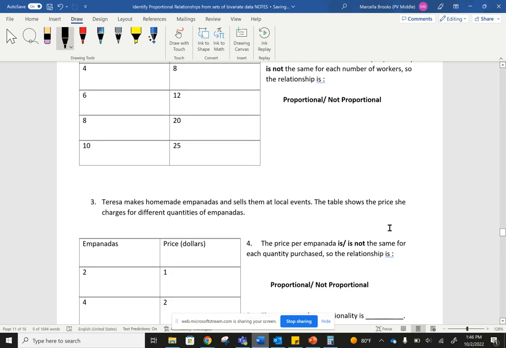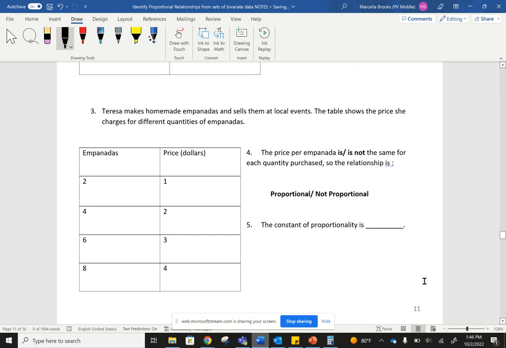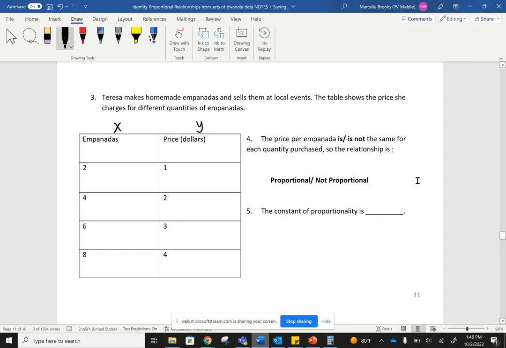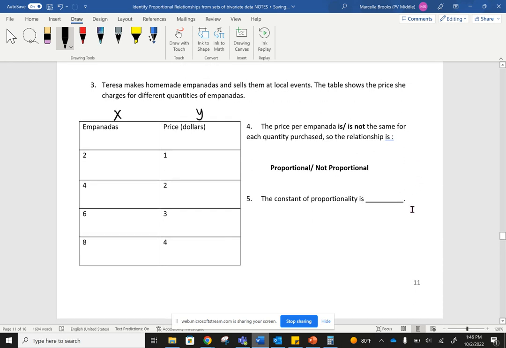Number 3. Teresa makes homemade empanadas and sells them at local events. The table shows the price she charges for different quantities of empanadas. So empanadas are our x value, price is our y value. So number 4, the price per empanada is or is not the same for each quantity purchased. So the relationship is proportional or not proportional. And then number 5, the constant of proportionality is blank.